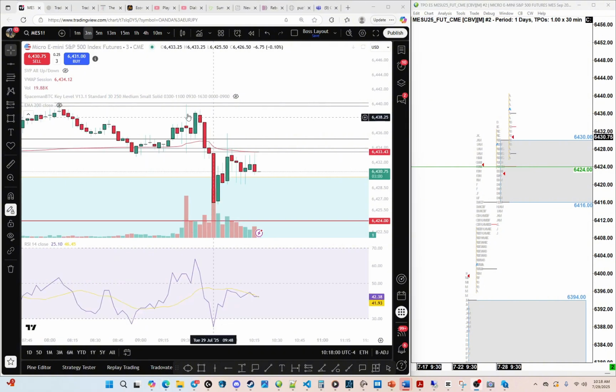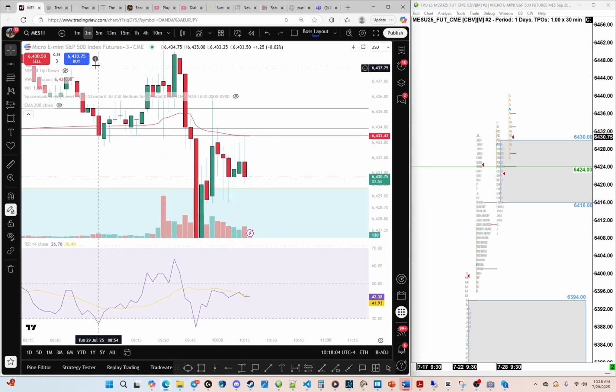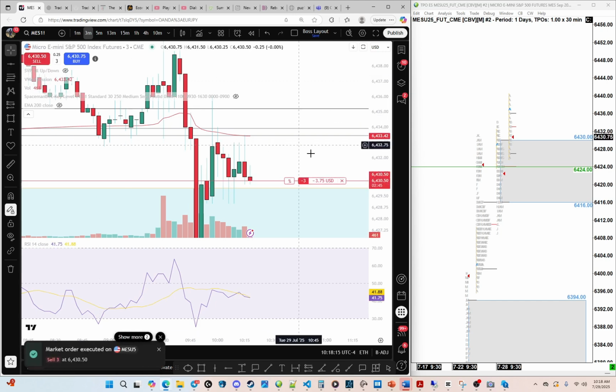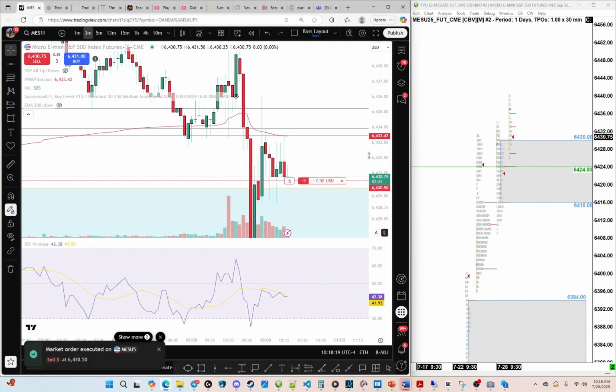All right, y'all. I think I might take a short here. Let me see. We held below this VWAP numerous times. I'm going to go ahead and take a short here. We'll see what happens.